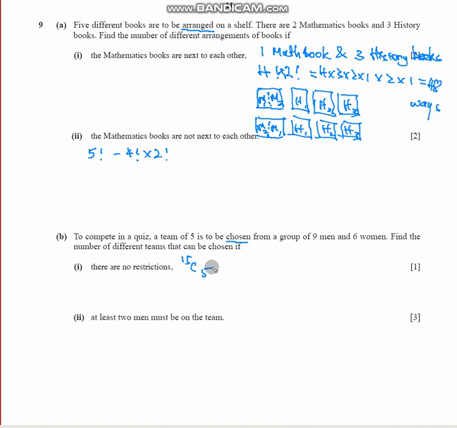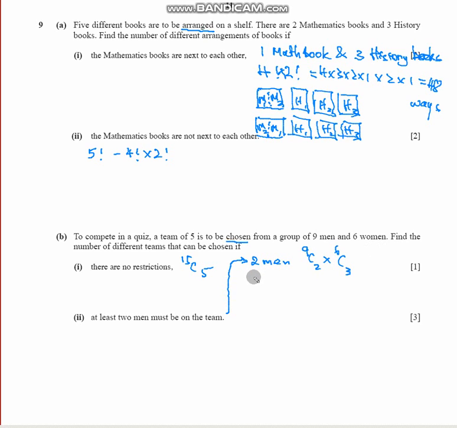Now this one you work out in detail. What about at least 2 men must be in the team? Now we can take a very direct approach. It means we will select a combination with 2 men. That means 9C2 times, we select 2 from the 9 men, and then the remaining will be 3. Because the total team is 5, I select 2 and then 3 from the women.